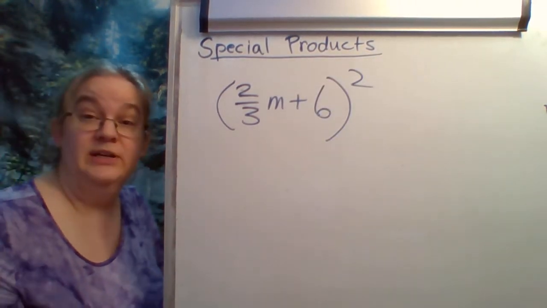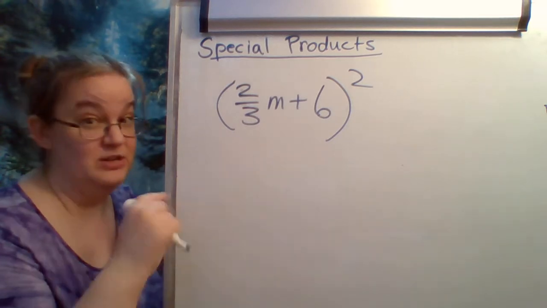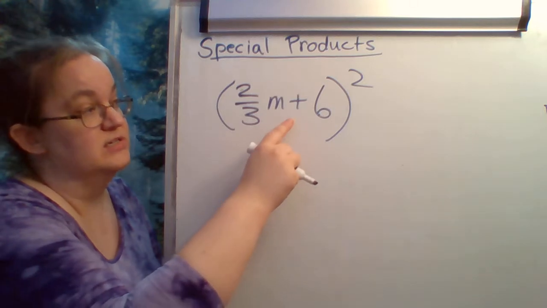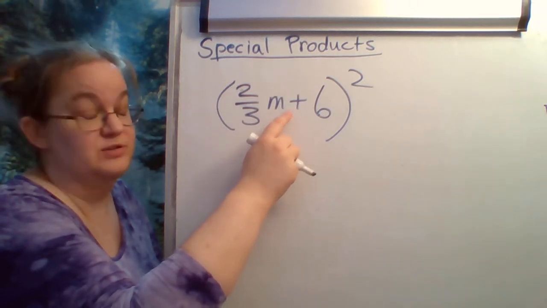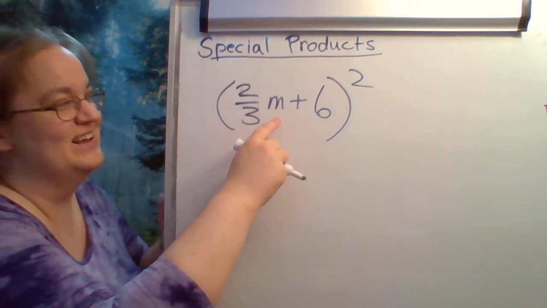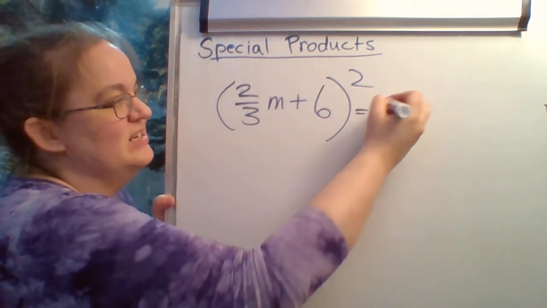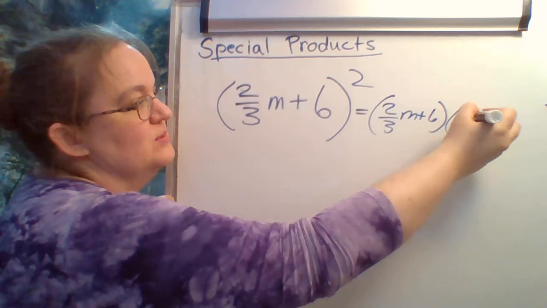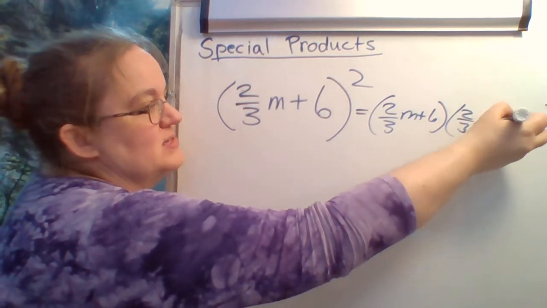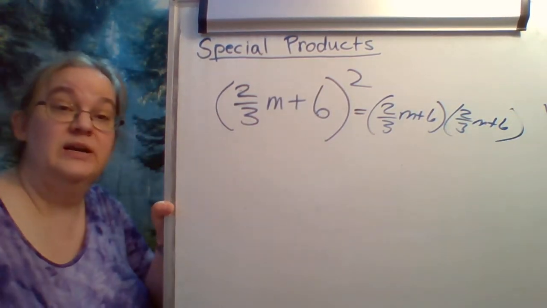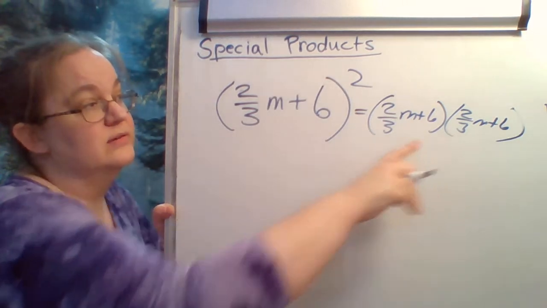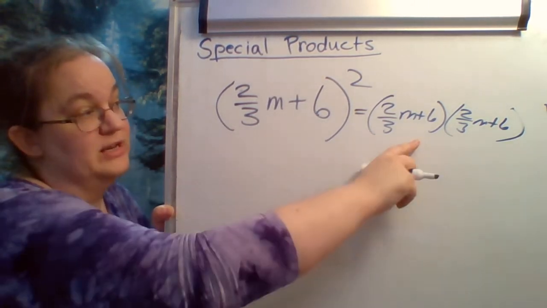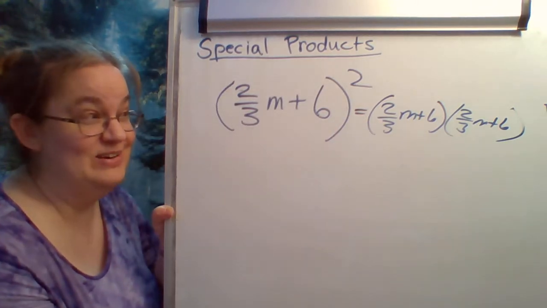Looking at this, this is not the product of a sum and a difference. It's the square of a sum. When we look at this, this means 2/3 m plus 6 times 2/3 m plus 6. Again, I recommend that you write it out. The most common mistake is people forget the middle term when they're doing this. So writing it out like this means you're way less likely to do that.